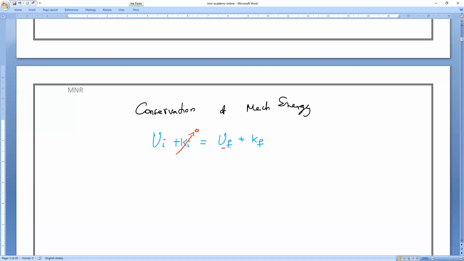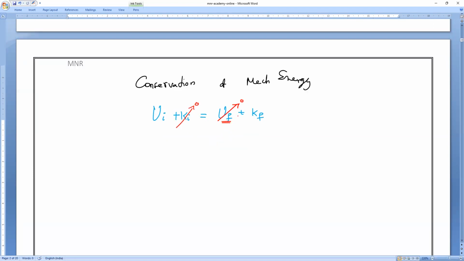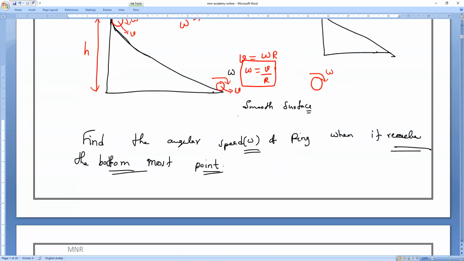And finally it will come to the surface. So that final kinetic, final potential energy is also what? Everybody, 0, please. Understanding? And finally it has come to the end point. So at this point, you can see it is having a rolling motion, pure rolling.